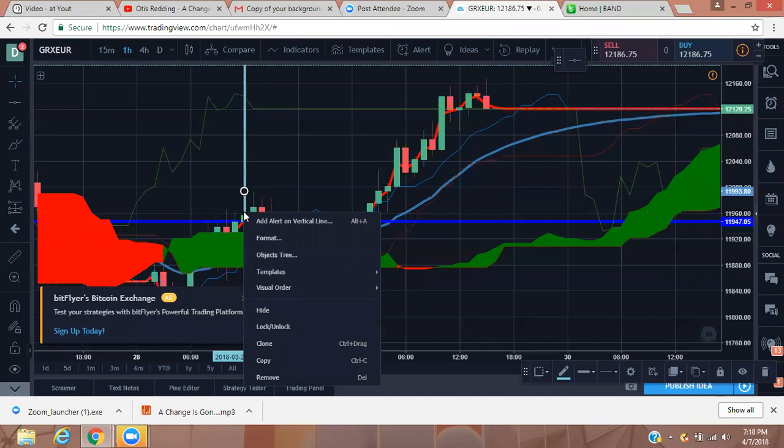Yeah. Oh, you said wait till it reaches out the cloud, so the whole candle doesn't have to be out? It has to be out the cloud. Like the candle has to be out the cloud, not the wick. Yeah.